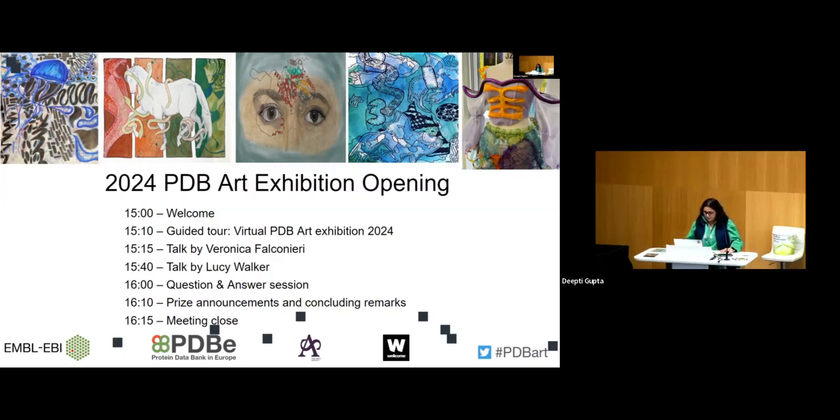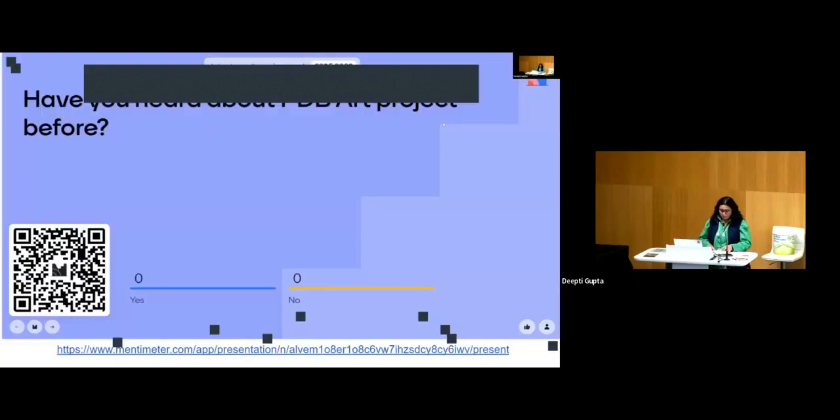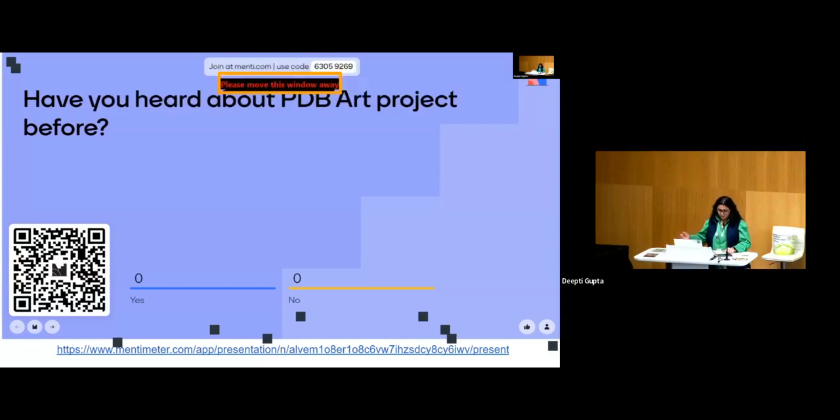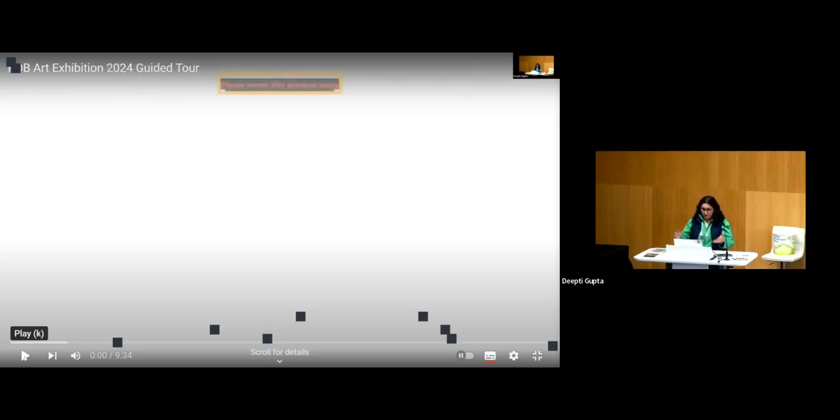This is the brief outline of the program. In order to know more about the project, the best way to show you is through the guided tour. This will give you a glimpse of the artworks that were submitted for this year's exhibition. And all of the artworks, if not all, most of it is on the online exhibition.